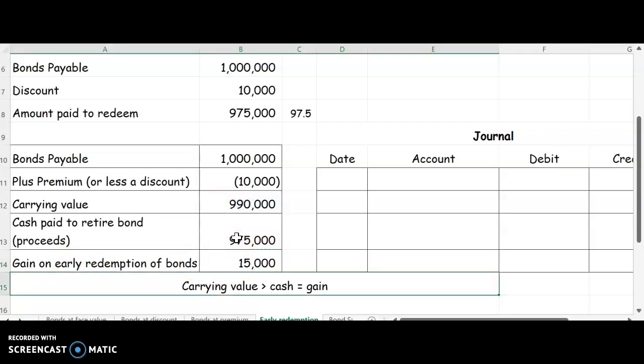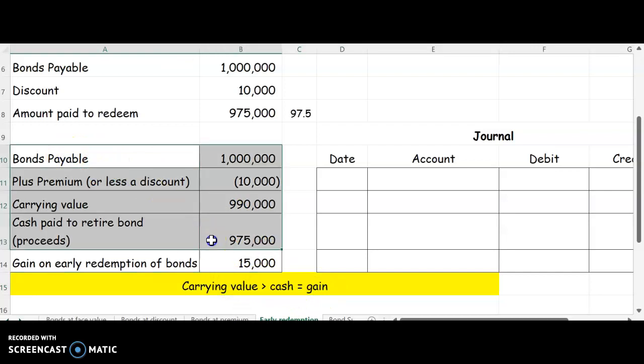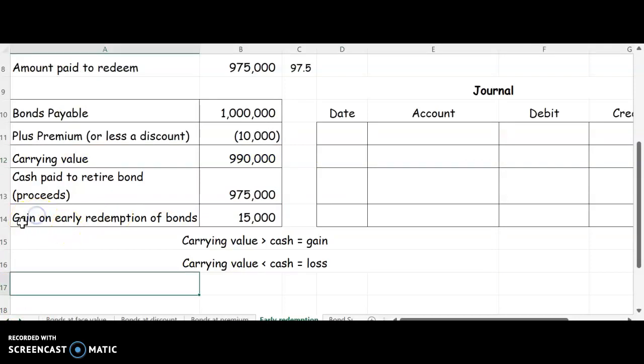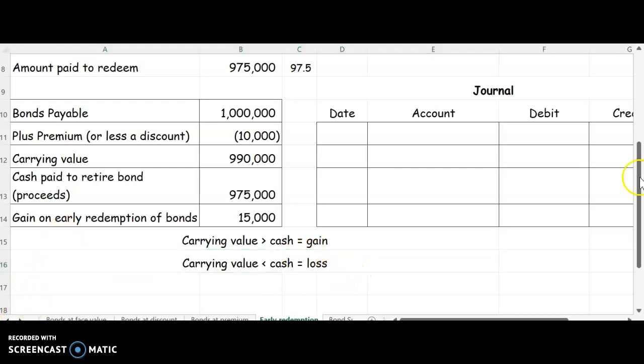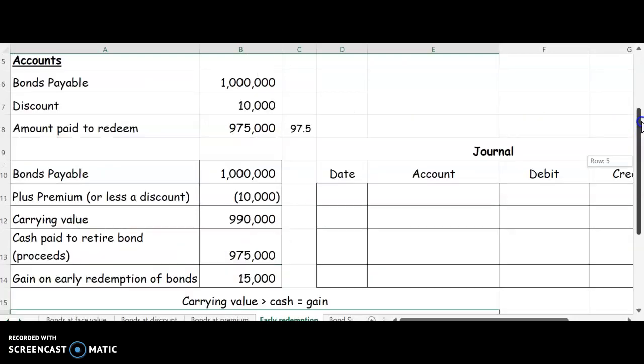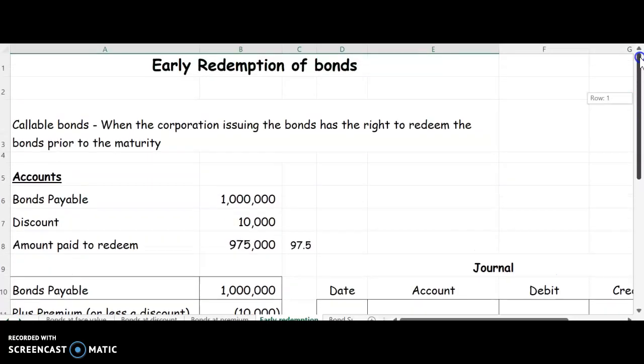If we take the difference here, we'll see that. So make sure that you memorize this too. You also need to memorize this formula in this table here. If it was a loss, you would put loss on early redemption of bonds. So here's a little hint down here. If the carrying value is less than the cash we paid out, we would have a loss on the early redemption of bonds.